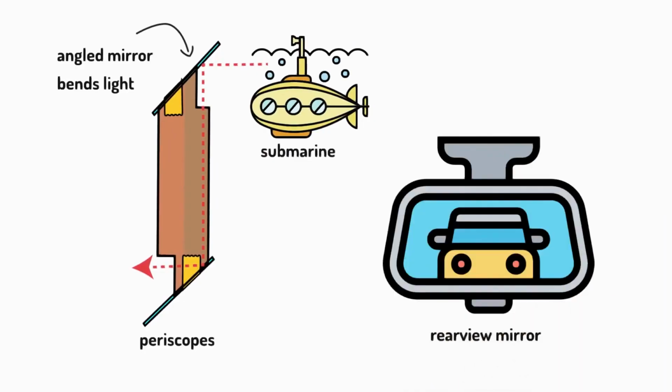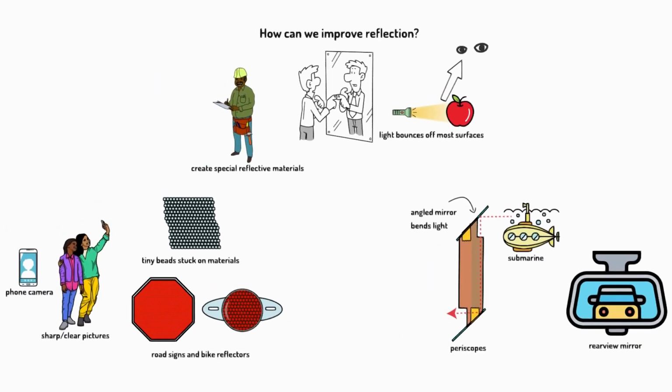Rear view mirrors are angled so that light from behind the driver is reflected off the mirrors and bounces straight into the driver's eyes. So these are some ways that we can increase the amount of reflection, helping us to see more easily.